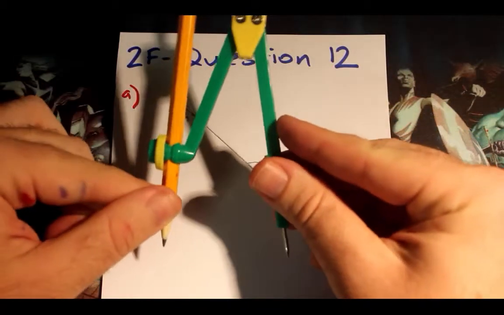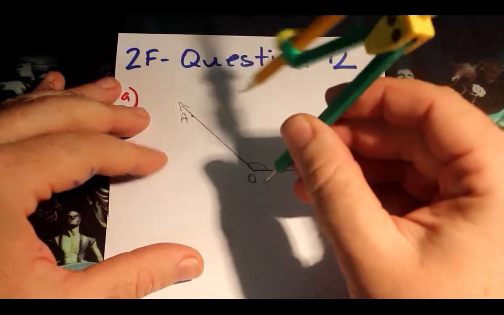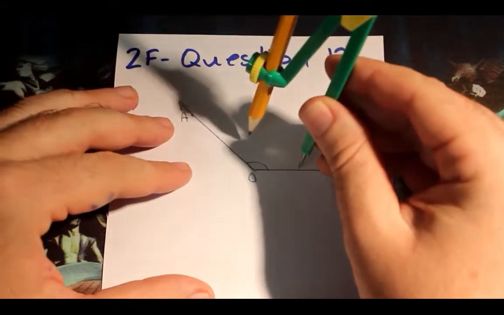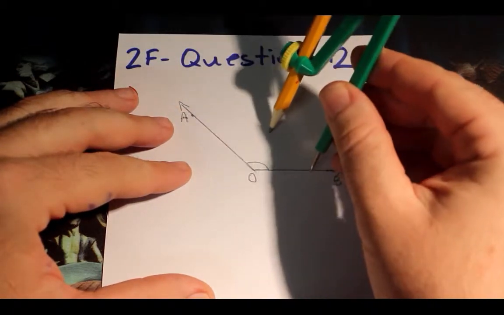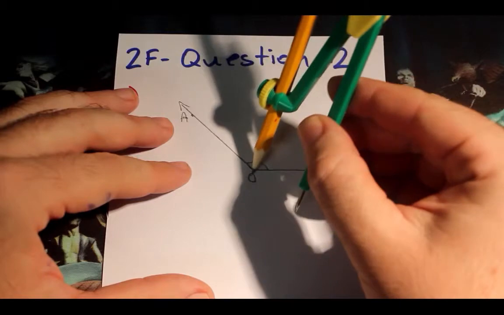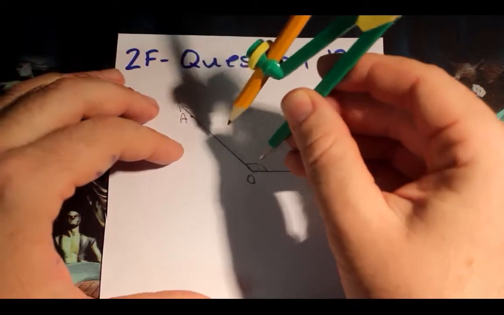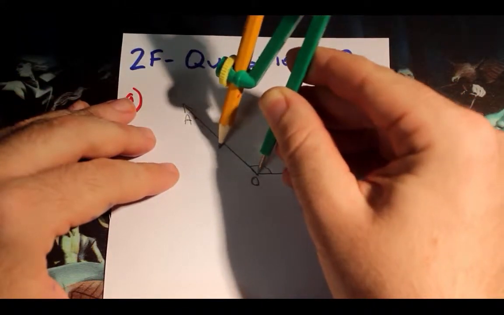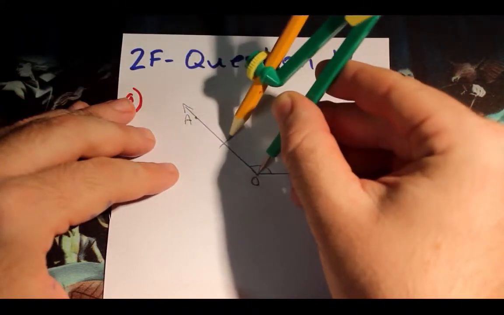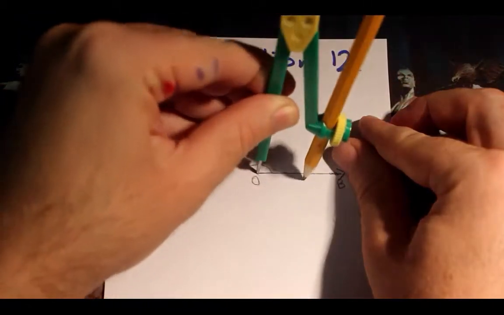What I'm going to do is open up my compass to a point, so that when I draw my arcs, they will go in front of, or at least in the middle somewhere of, my angle. So this is big enough. I'm going to make it a little bit smaller, and I'm going to put my point at the vertex O. And I'm going to draw two lines. I'm going to draw an arc here, and I'm also going to draw an arc on the line OB, right there.